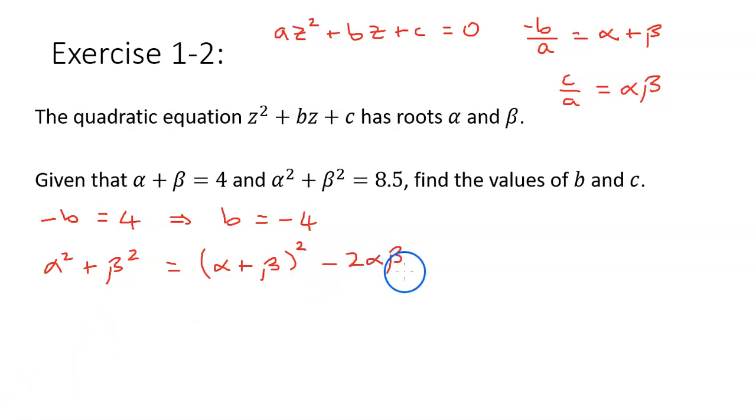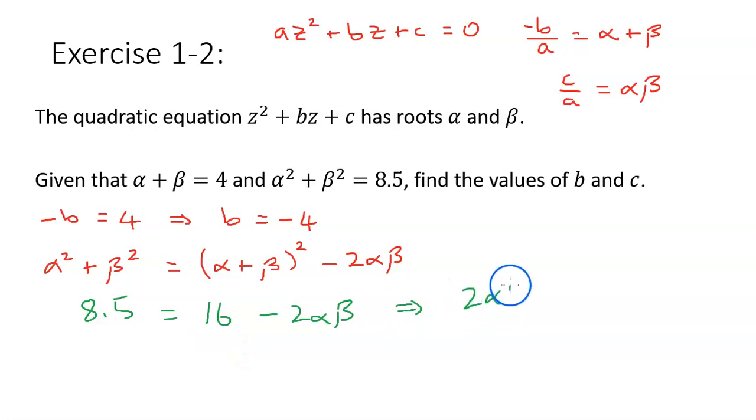Now the thing we're actually looking for is alpha beta, since we know that alpha squared plus beta squared is 8.5, and we know that alpha plus beta is 4, so (alpha plus beta) squared is 16, minus 2 times alpha beta, the thing we're looking for. Okay, so rearranging this equation, we get alpha beta is equal to 7.5, or 15 over 2.